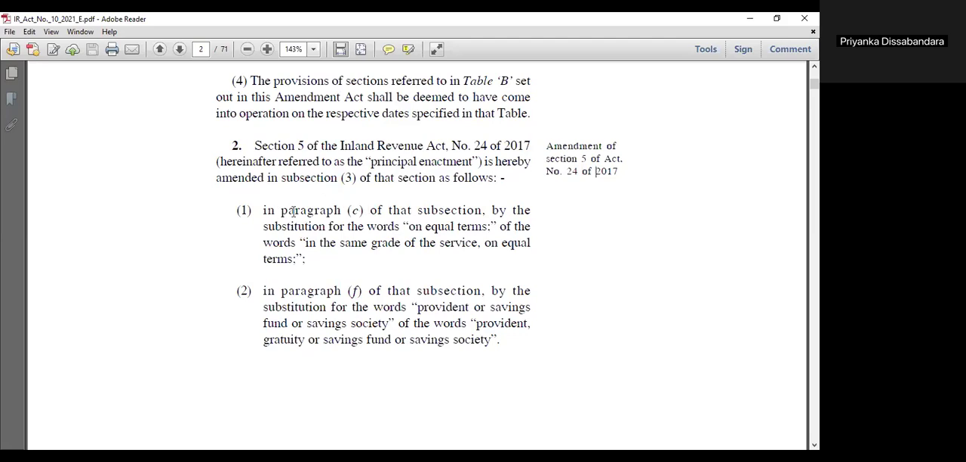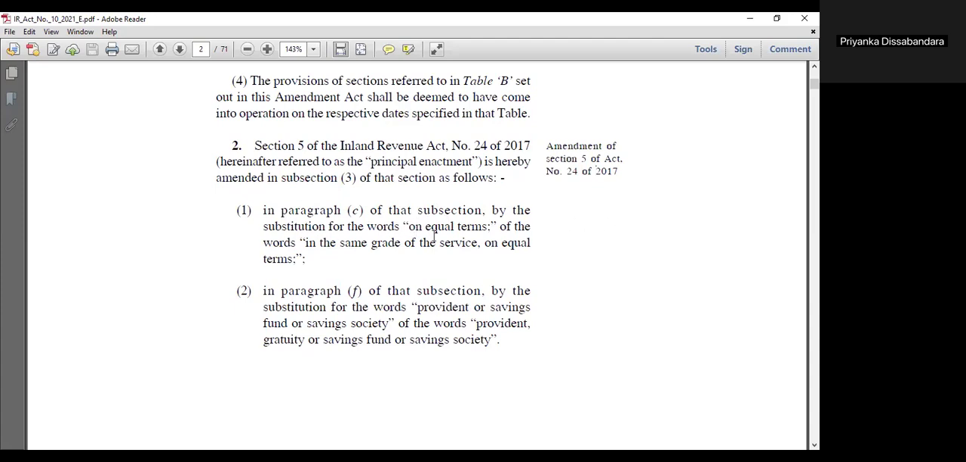So, 1, it says, in paragraph C of that subsection, that means this subsection 3, that subsection, by the substitution for the words on equal terms. In the Principal Act, there was a term on equal terms, 3 words.